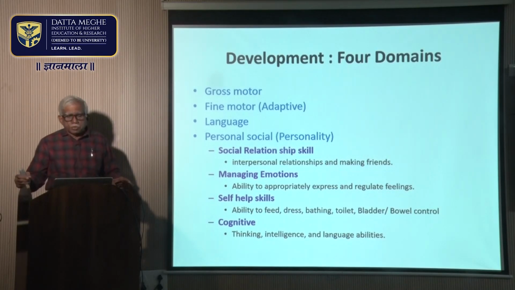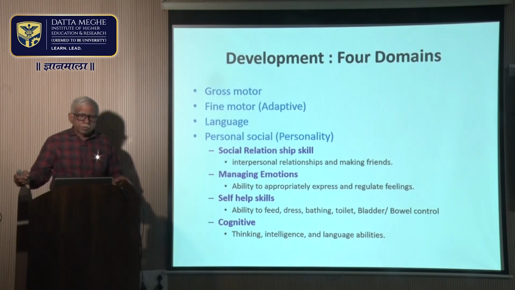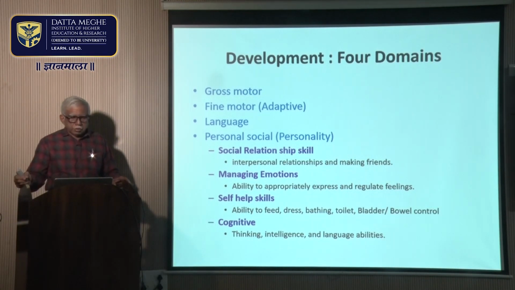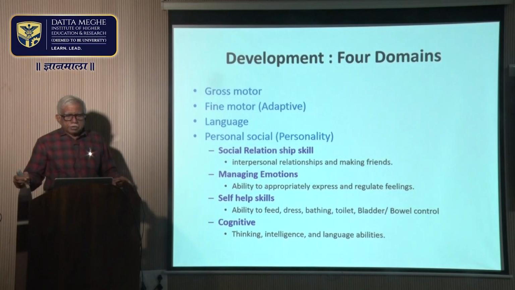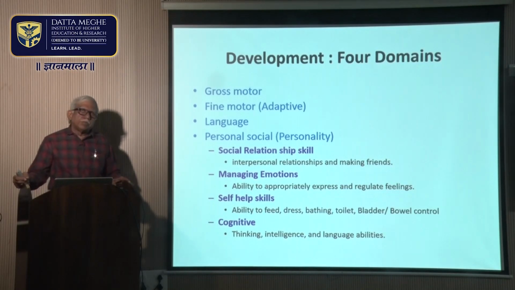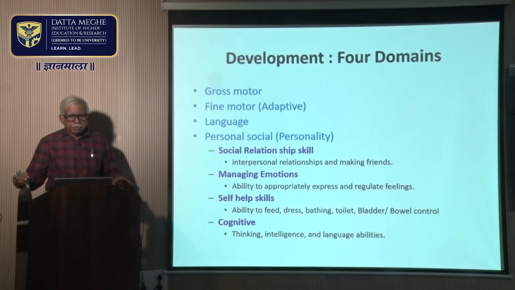Then the ability to dress himself. Initially he tries to help with dressing, then bathing also, toileting, bladder and bowel control, all these skillful activities come under social domains. Then the cognitive, cognitive means the capacity of thinking, and that too abstract thinking, and development of intelligence and mastery over the vocabulary and the language. All these abilities are collectively called the cognitive domain of development.